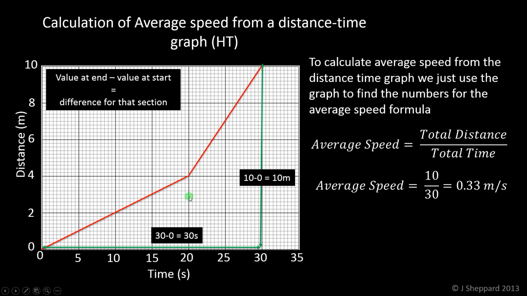So we're just looking for the total here. We've done a total of 10 meters, and in a total of 30 seconds, 10 divided by 30, 0.33 meters per second. Again, rounded to 2 decimal places is probably a sensible number to use.